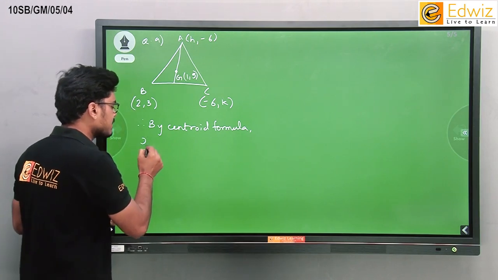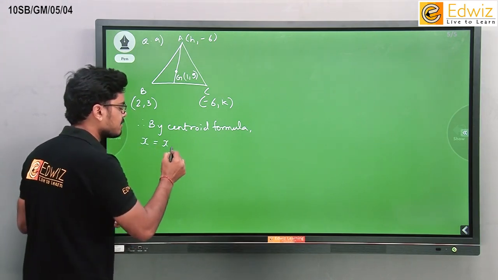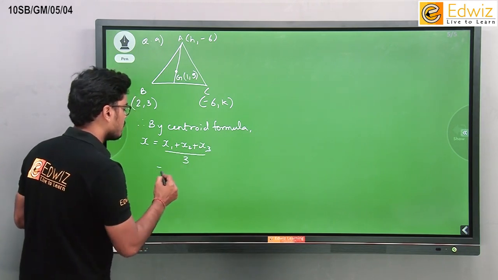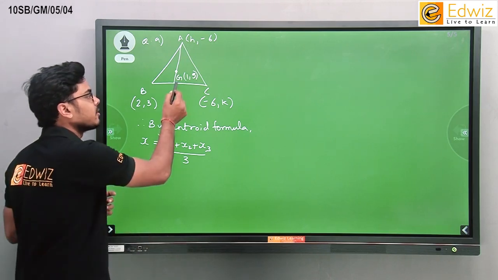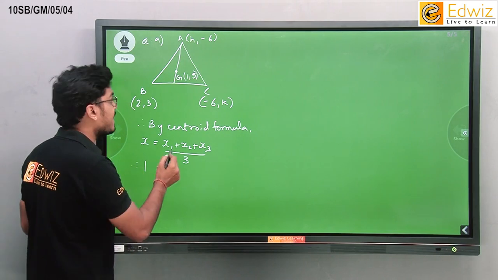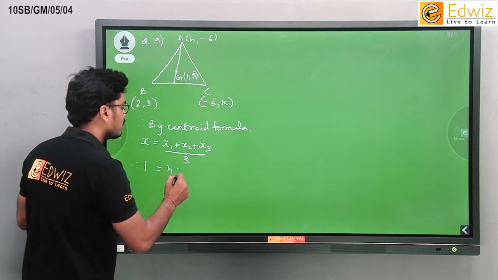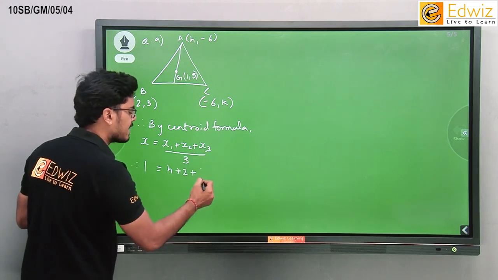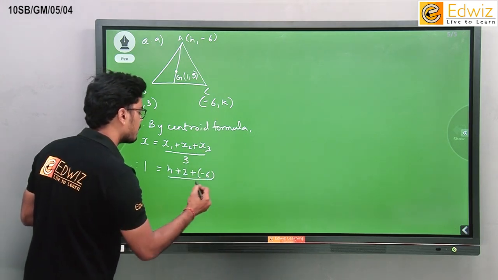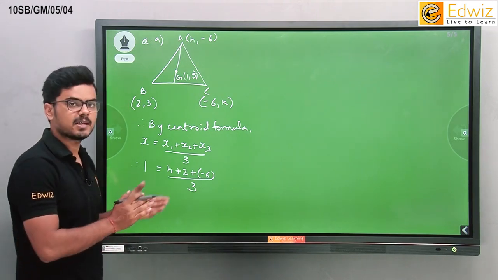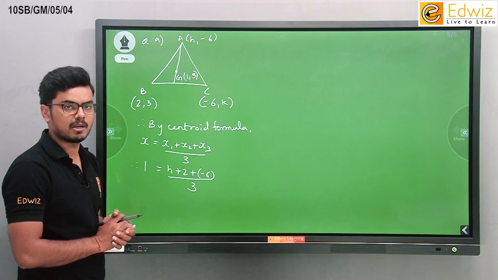we know that the x coordinate of the centroid will be x1 plus x2 plus x3 divided by 3. But we know the x coordinate of the centroid already, that is 1. So 1 will be equal to x1, that is h, plus x2, that is 2, plus x3, that is minus 6, divided by 3. Now if you observe this equation, only the value of h is unknown, but it is a linear equation. We can solve for the value of h.